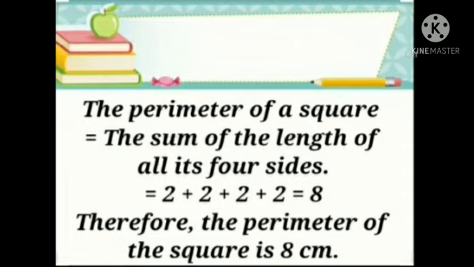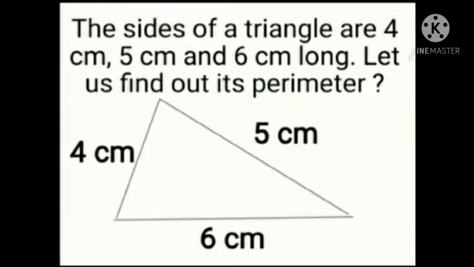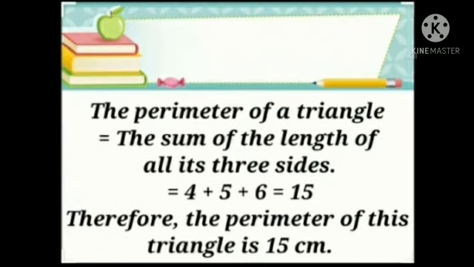Our next example is the sides of a triangle are 4 centimeter, 5 centimeter and 6 centimeter long. Let us find its perimeter. So, the formula is the sum of the lengths of all its three sides, that is equal to 4 plus 5 plus 6. The total is 15. Therefore, the perimeter of this triangle is 15 centimeter.